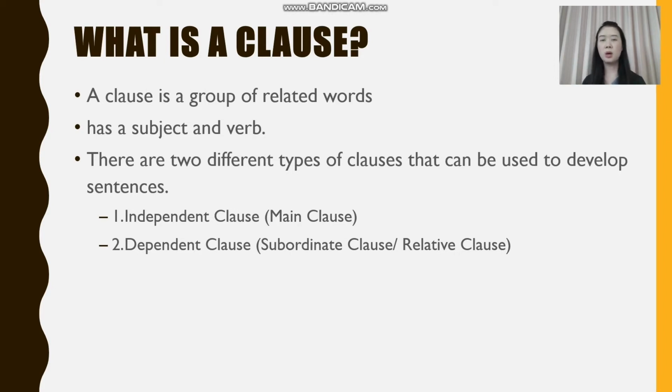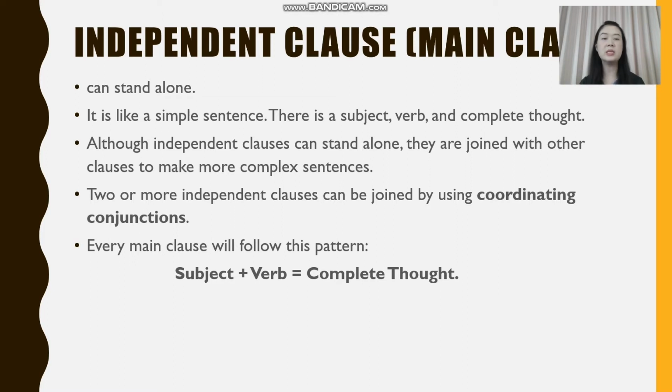Okay, so we can say that for the main clause, there will be only one type. It's the main clause with a complete thought. But the subordinate clause, relative clause, or dependent clause can be divided in different ways. Let's start with the first one, the independent clause or the main clause.